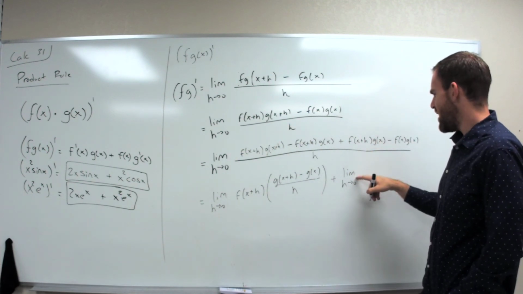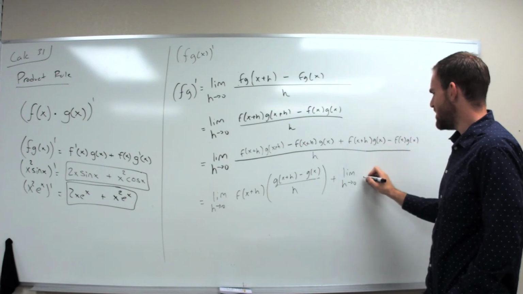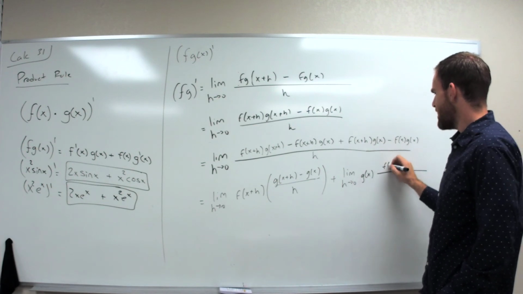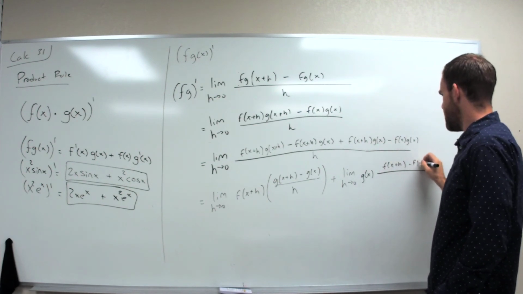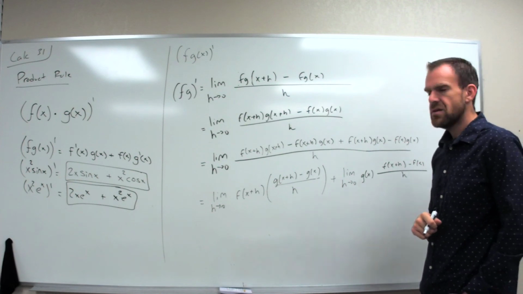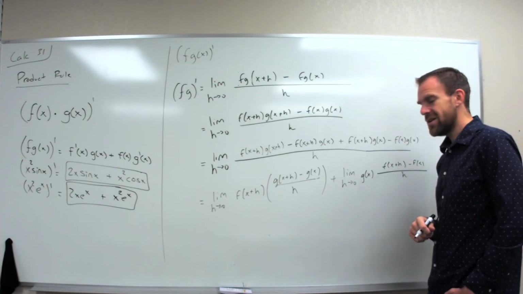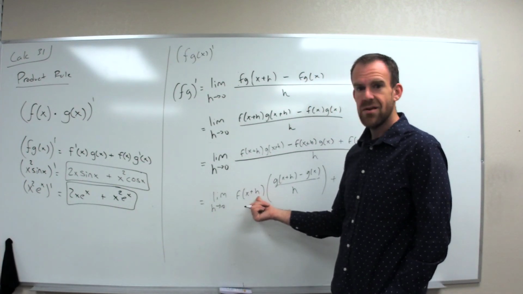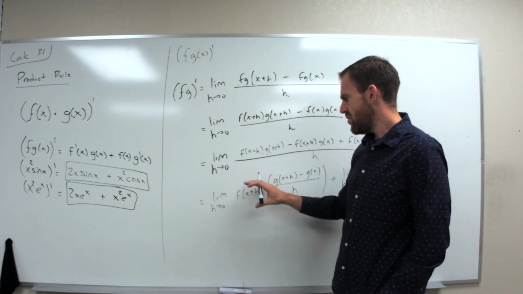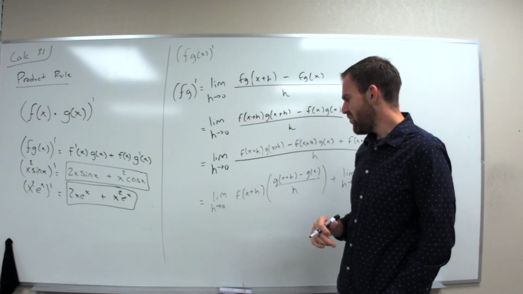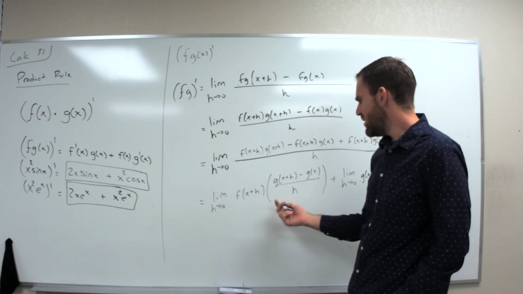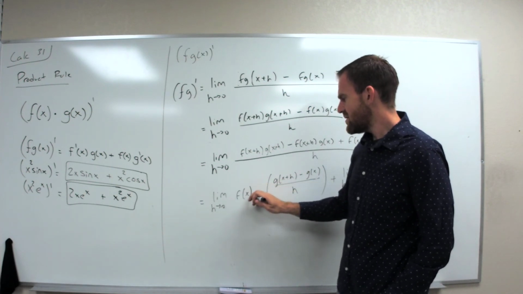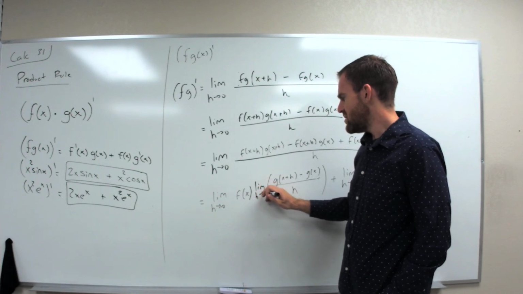So I have the limit as h approaches 0, and I'm going to factor out g of x here. I have f of x plus h minus f of x over h. Now, here's where the fun comes in. Are you ready? I'm going to plug in 0 for this only. So I'm going to plug in 0 for this term, and then I'm going to leave this term in the limit. So if I plug in 0, I get f of x times the limit as h approaches 0 of that.